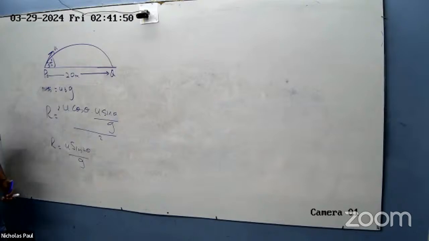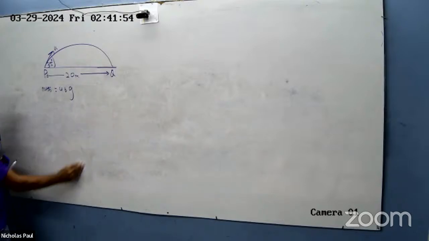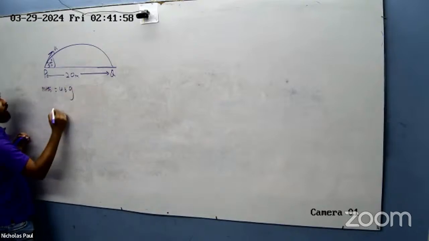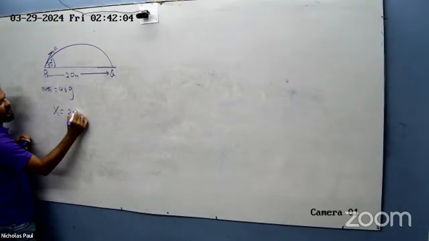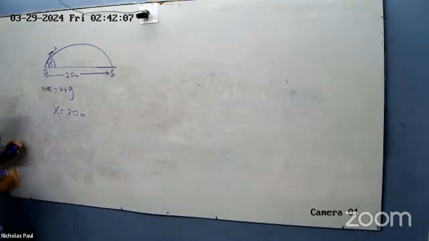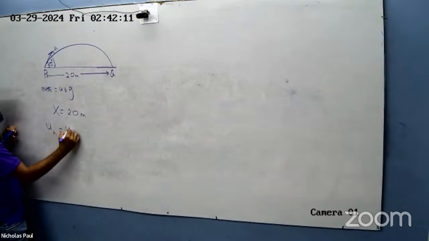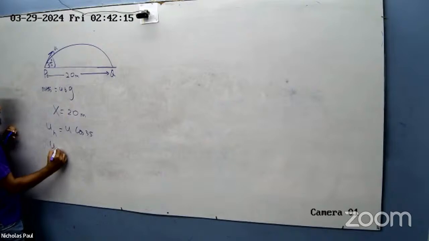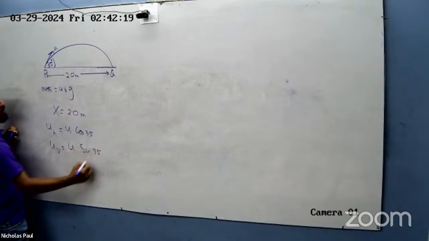But if you don't want to memorize that formula, here's what we could do. We could use the equations of motion. We know the horizontal displacement. Let's call that X. X is 20 meters. We know the initial horizontal velocity, that is u cos 35. And we know the initial vertical velocity, u sine 35.